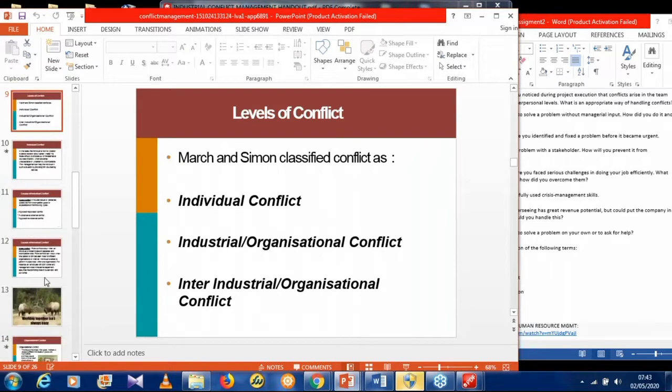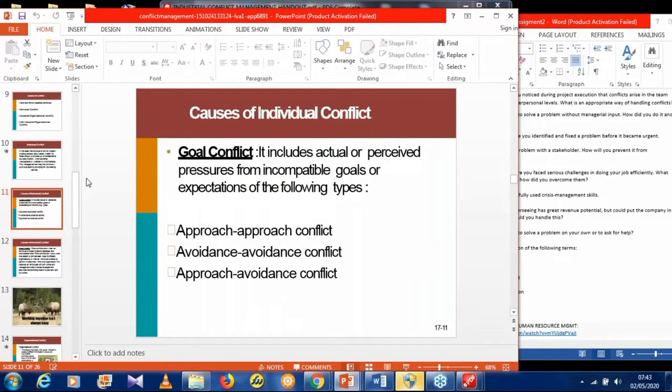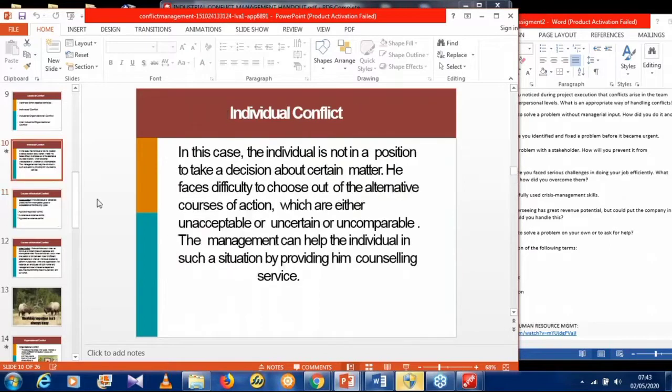Now, let me try to explain some of these group conflicts, and causes of individual conflict. I think I was saying earlier, it is where the individual is not in a position to take action about a certain matter. So we face difficulty choosing among alternative courses of action, which can be uncomfortable, uncertain or even incomparable. In this case, management can help the individual by providing counseling. You could even be the manager with somebody working under you who finds himself in this kind of situation. So it is expected that counseling or guidance is provided for such a person.